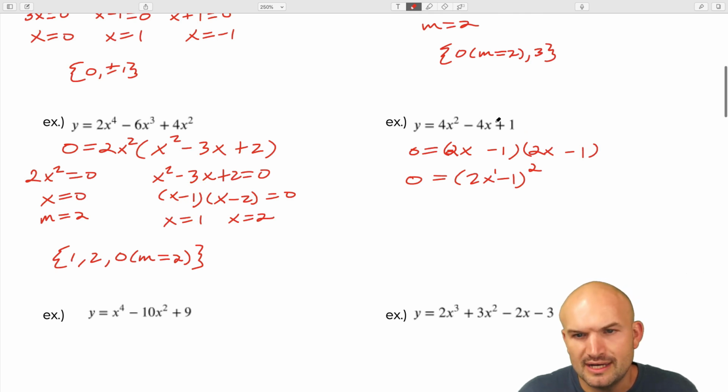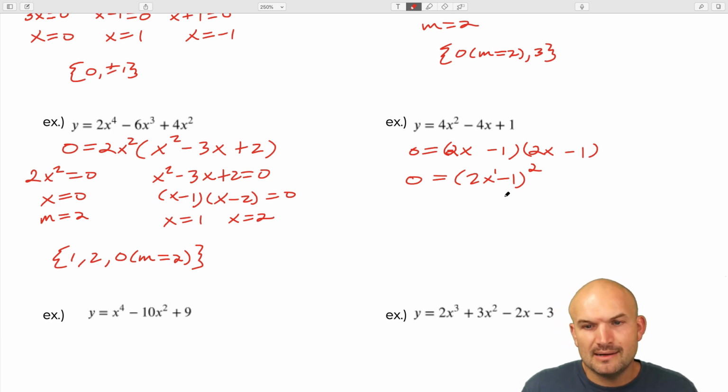Either way, we'll just stick with that. So either way, you can take the square root of both sides, and therefore you would get 2x minus 1 is equal to 0. So therefore, x equals 1/2. But again, that has a multiplicity of 2.